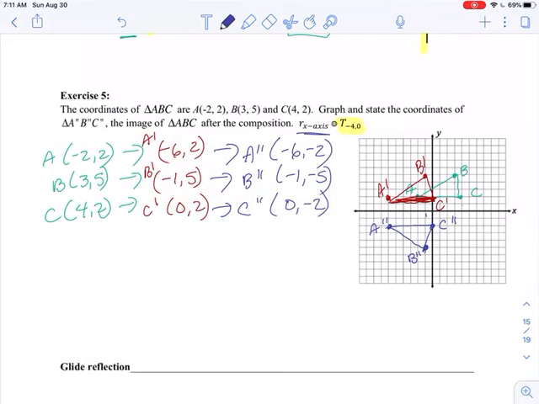This is actually a glide reflection. So I'm just going to define that for us. A glide reflection is a specific kind of composition. It's a composition where I have a translation and then a reflection.